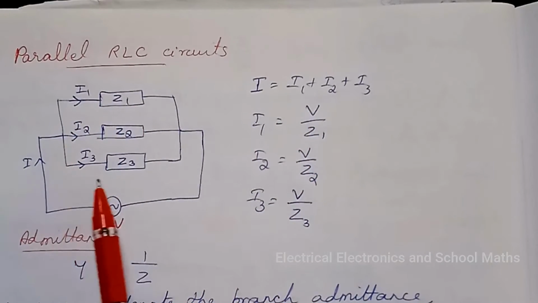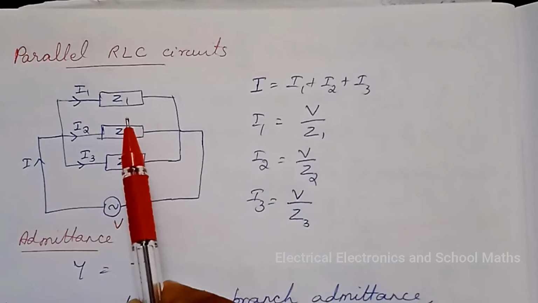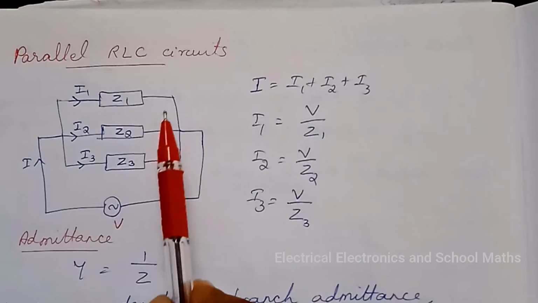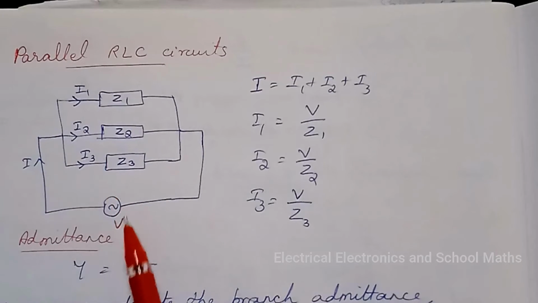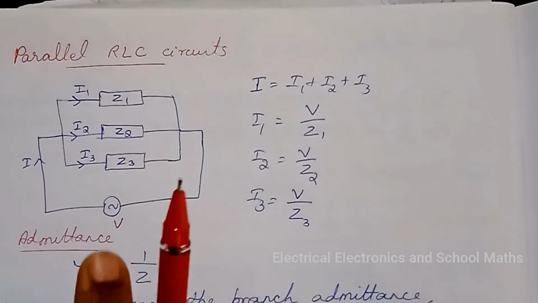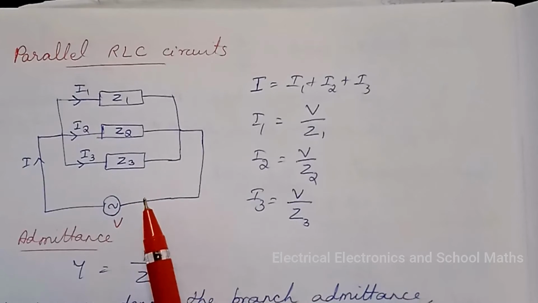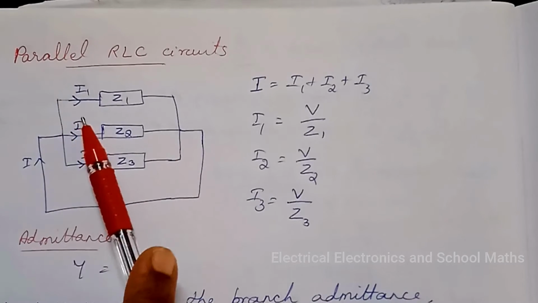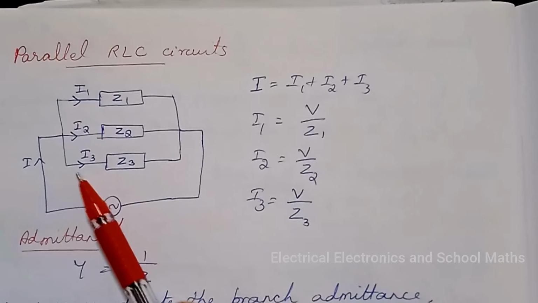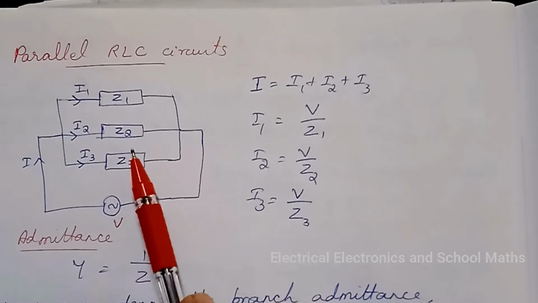Consider a parallel circuit consisting of three impedances Z1, Z2 and Z3. Let an alternating voltage V at frequency f Hz be applied to the circuit. Let I be the total current and I1, I2, I3 be the branch currents as shown.